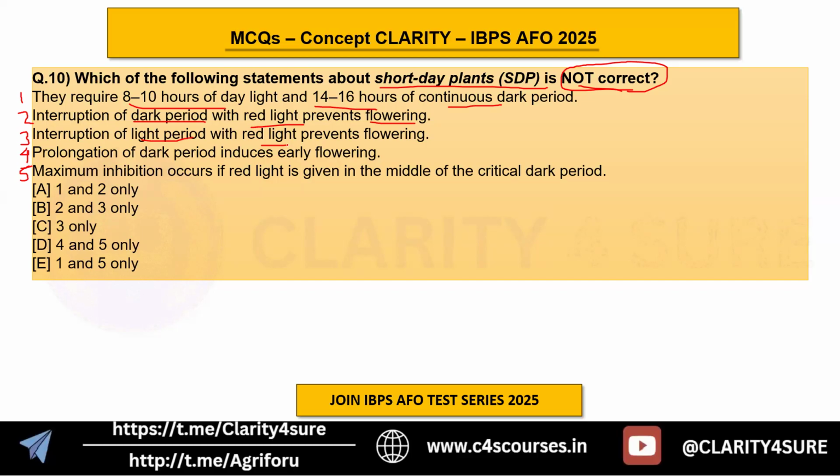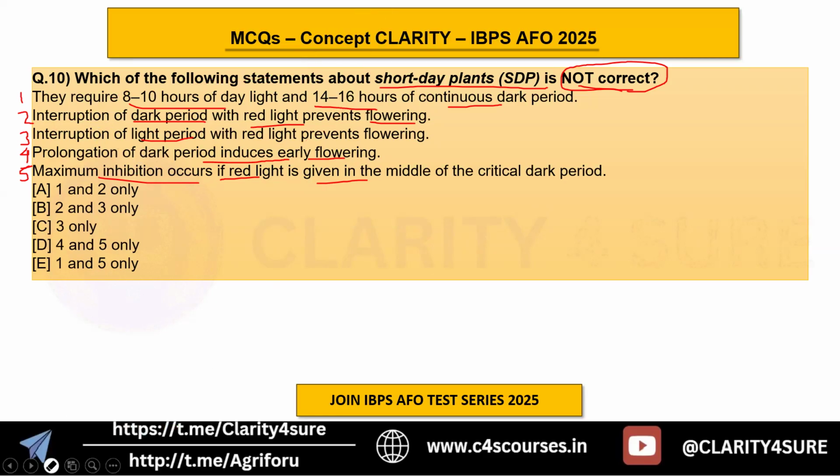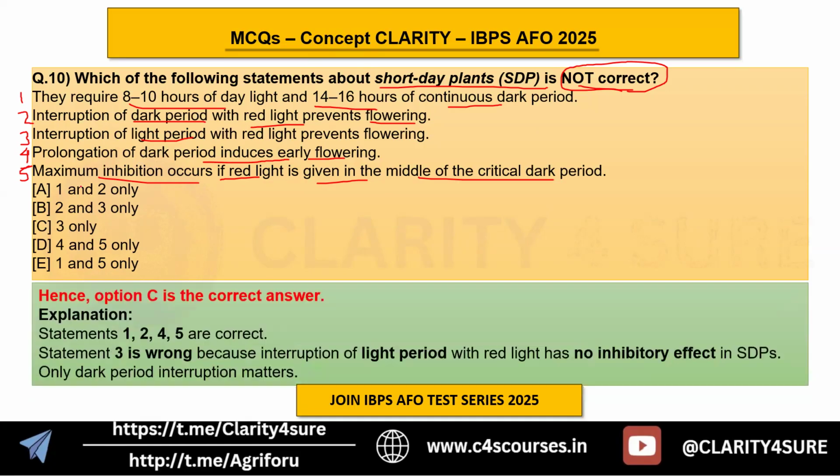Then propagation of... Yes, prolongation of dark period induces early flowering. Then maximum inhibition occurs if red light is given in the middle of the critical period. Okay, given in the middle of the critical dark period. Okay, so the option which is incorrect in this question is option C, only three. Okay, why? Because all the others, first, second, fourth, and fifth, are correct according to the given statements.